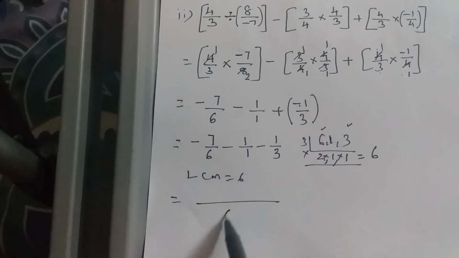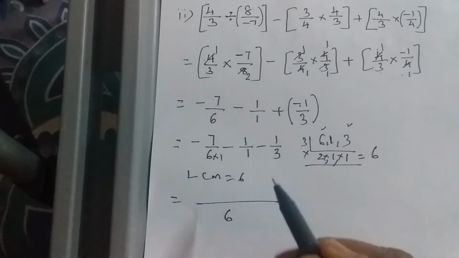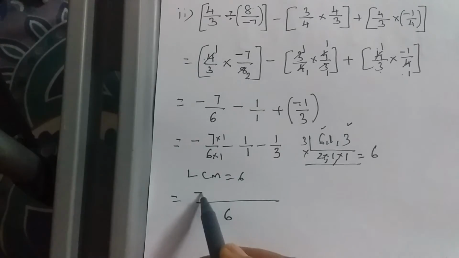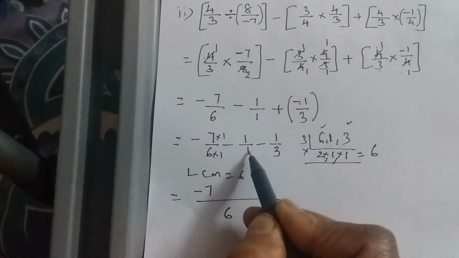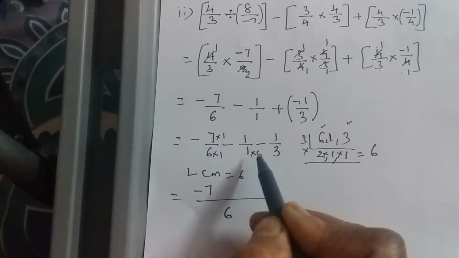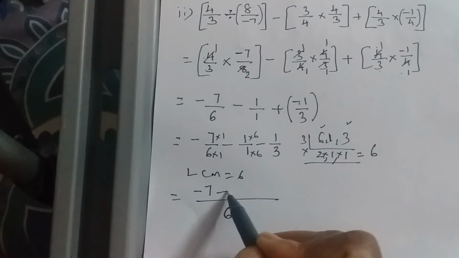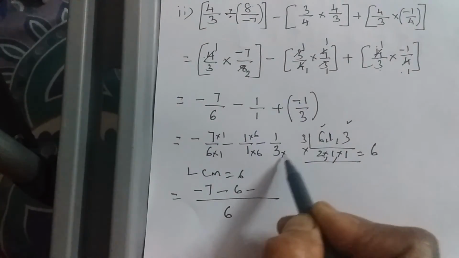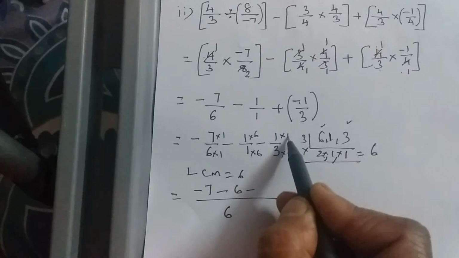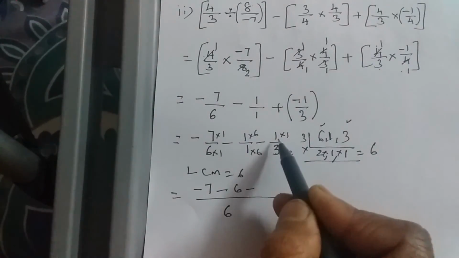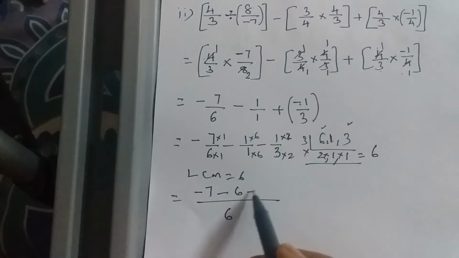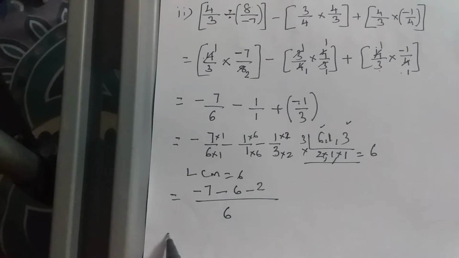Now what do we do? Your LCM is 6. And 6 into what gives 6? 1. So multiply 7 also by 1, minus 7. 1 into what is 6? 1 into 6 is 6. Multiply numerator also by 1, minus 3 into 2 is 6. Because the numbers are small, it is very easy to find. 3 twos are 6. So multiply numerator also by 2. 1 twos are 2.